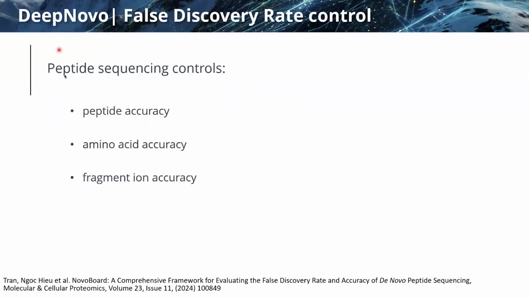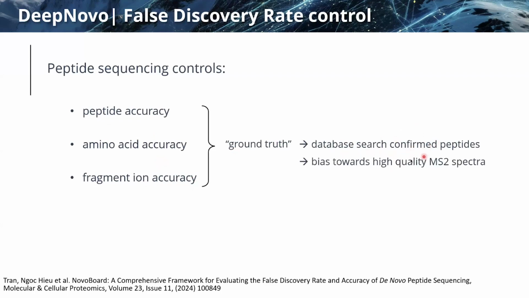Well, to evaluate just in general terms peptide sequencing, we use certain metrics or certain controls, and the typical are peptide accuracy, amino acid accuracy, and fragment ion accuracy. Now, in order to measure these, you need what we call ground truth peptides, which are really the database search pre-confirmed peptides. So you can imagine that this approach suffers from a bias towards the high quality MS2 spectra, because only these will be contributing to the evaluation of your sequencing algorithm.